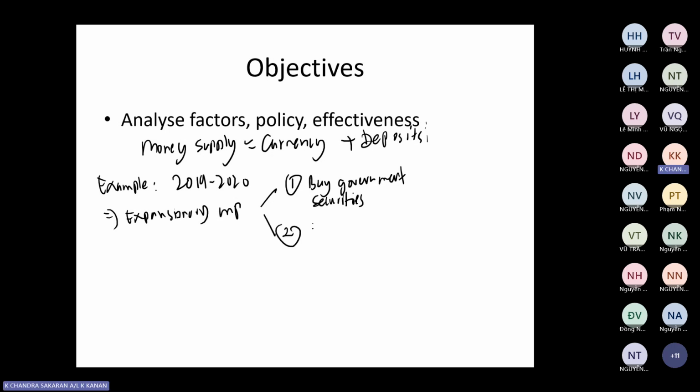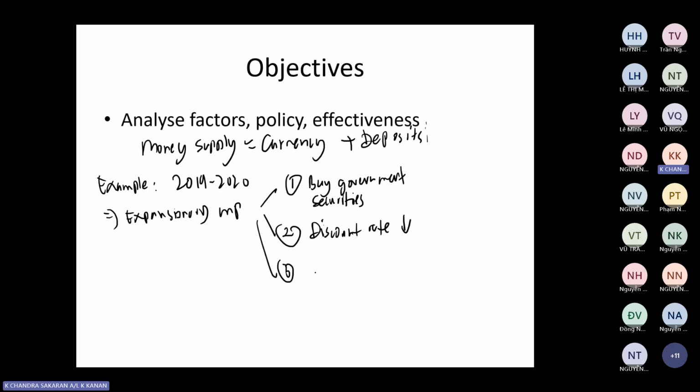Number two, discount rate. What the central bank will do is reduce it, to encourage more commercial banks to borrow money from the central bank. Then the commercial banks will have more liquidity, and they can provide more loans to the people who want to borrow. When they give more loans, more credit is created, and there will be more deposits in the commercial banks. That also will increase the money supply.